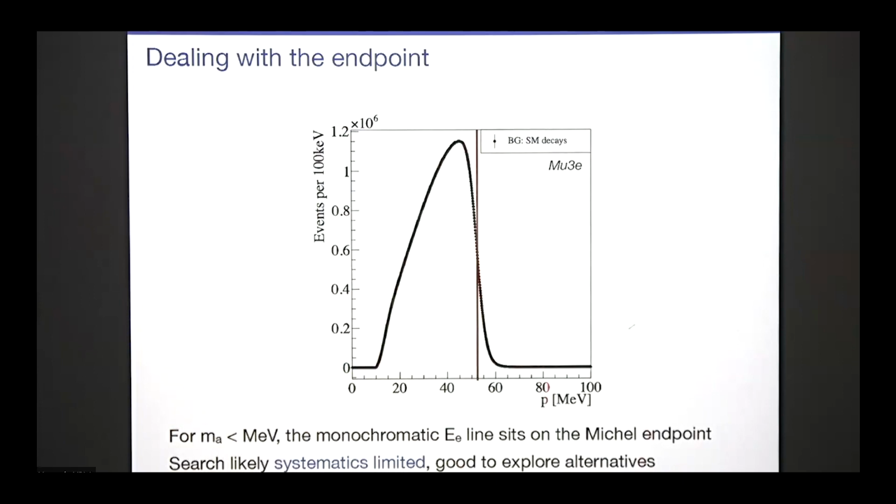This is the Michel endpoint, as you saw earlier, in Mu3E, and this edge over here is smearing from the detector. If you're looking for an invisible state with a mass larger than a few eV or so, it's going to sit as a monochromatic line somewhere on this Michel spectrum, and it will be really nice. If you look at very low masses, you'll start sitting near this endpoint over here. And this, as Ann-Kathrin said, is something that you'd like to use to calibrate your detector.